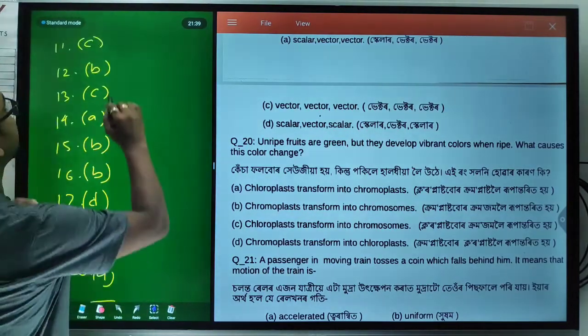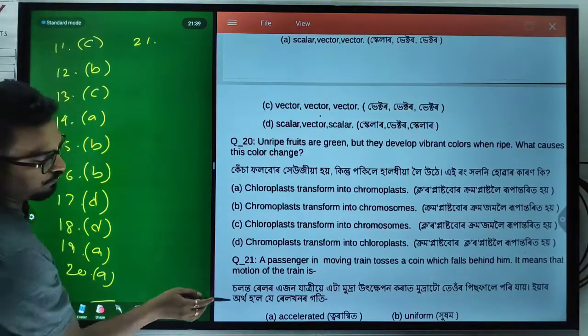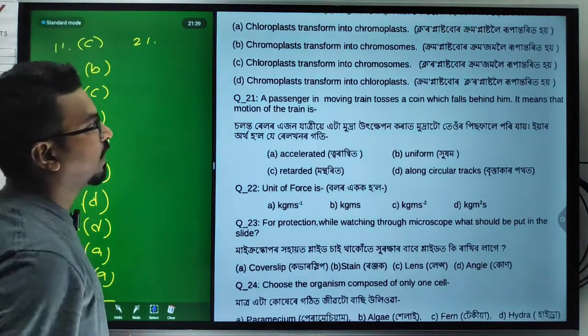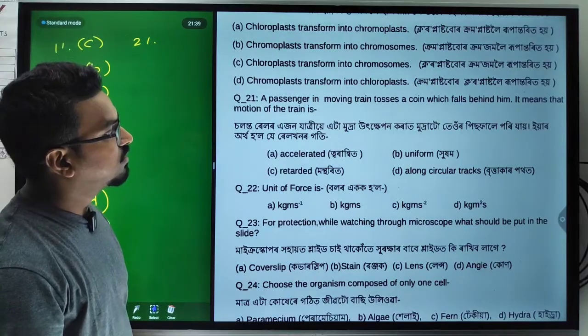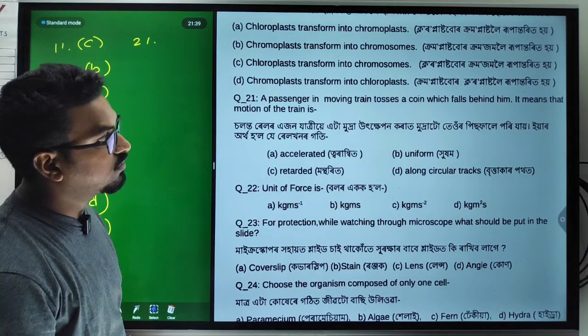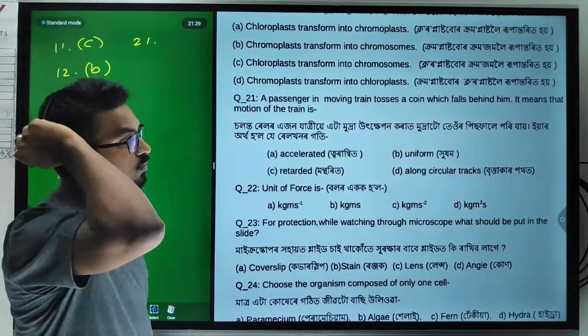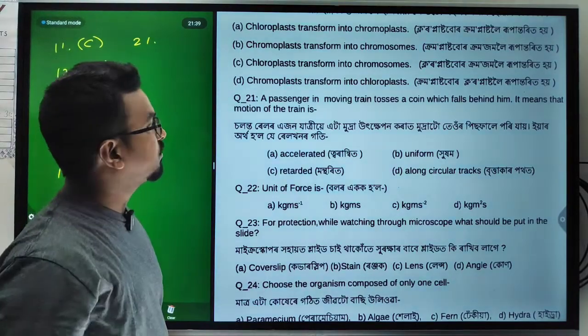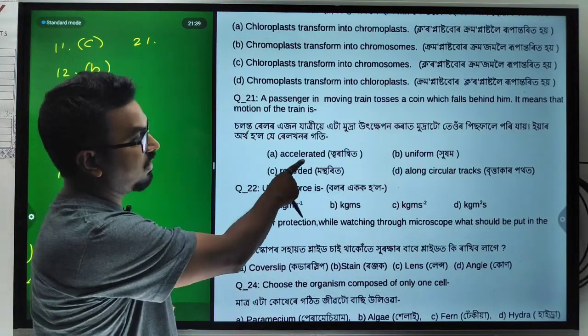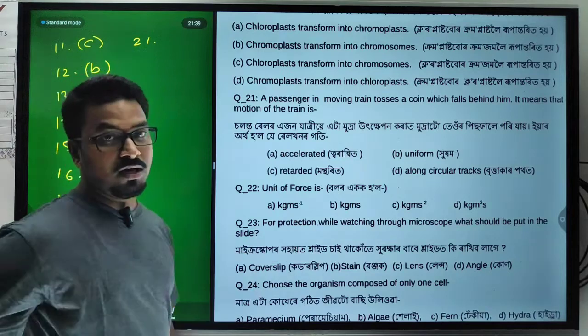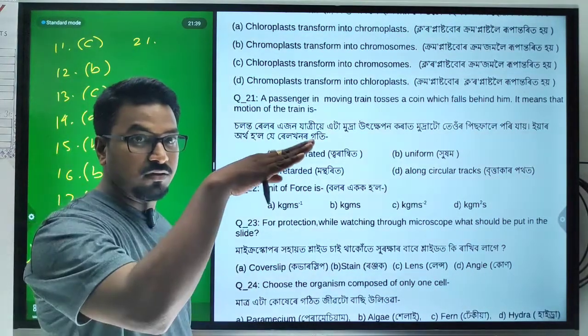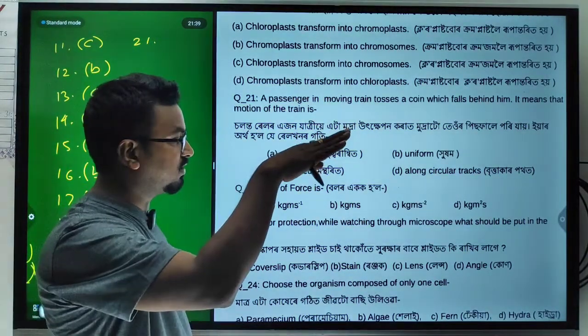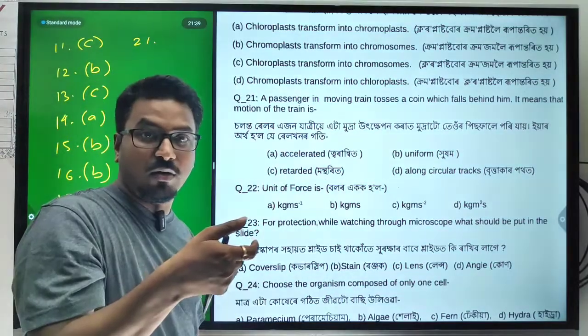Next question number 21. A passenger in a moving train tossed a coin which fell behind him. It means that the motion of the train is accelerated. If the train is accelerating, with uniform acceleration, then when you toss a coin, it will fall backside.